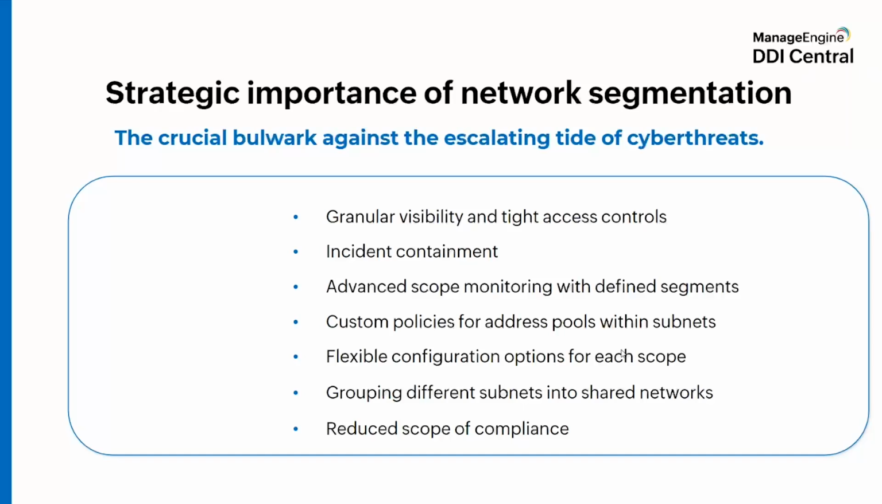Segmentation also offers flexible configuration options for each scope, which means networks can be tailored to meet specific functional requirements or regulatory compliance needs. By grouping different subnets into shared networks, we can club multiple non-consecutive and unrelated scopes and treat them as a single entity to apply custom policies collectively. You can reduce the scope of compliance by reporting the audits of only those segments to the regulators instead of the whole network.